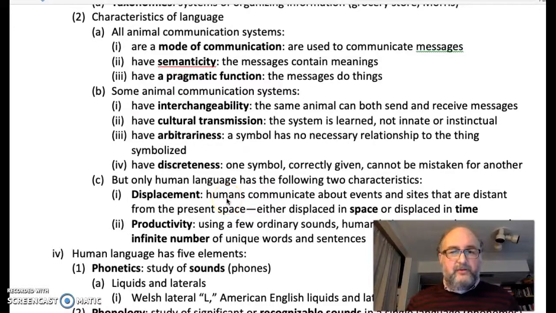Okay, we're up to video 2. So we have animal communication systems. We're talking about the different characteristics of language, of which there are 9 of them. And so we had interchangeability, and we're talking about animal language. How do we know what animal language is, and how do we know it's interchangeable?